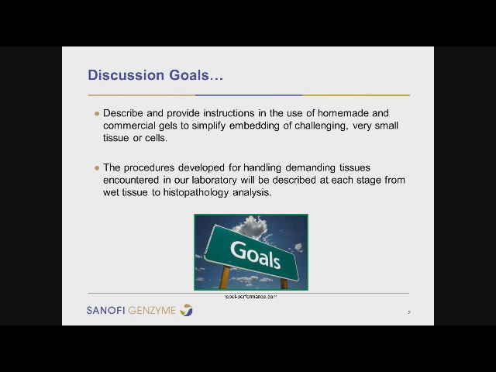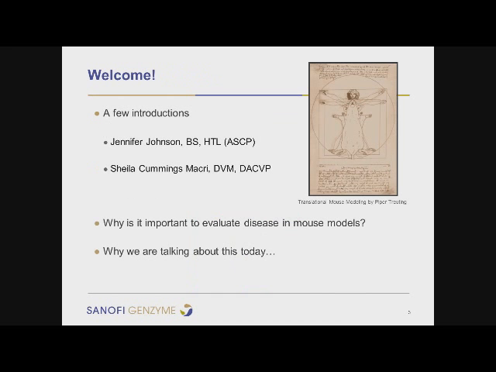The first is to describe and provide instructions for you on the use of homemade as well as commercially available gels. And we're showing this to show you how we simplify the embedding of challenging very small tissues or cells. The procedures developed for handling these demanding tissues were done from specific cases that we encountered in our laboratory. And we're going to describe each one of these from the beginning stage, from wet tissue to histopathology analysis.